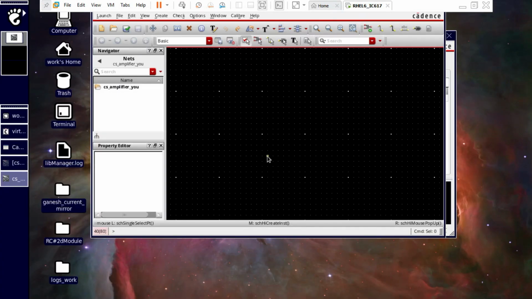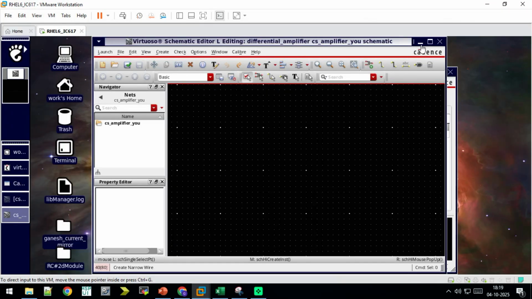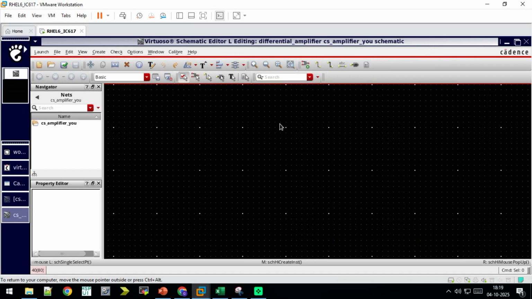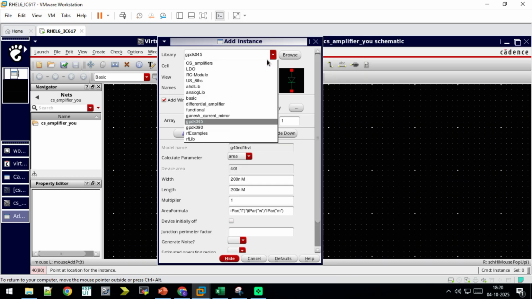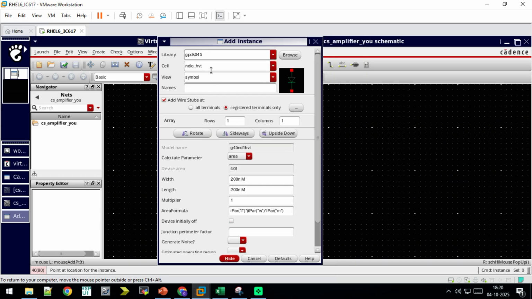Let us do the simulation of the common source amplifier using Cadence Virtuoso. This is my schematic window, on which I have to take my circuit. I have to give the instance and select my PDK. So, 45 nano PDK, and I have to select an NMOS transistor.